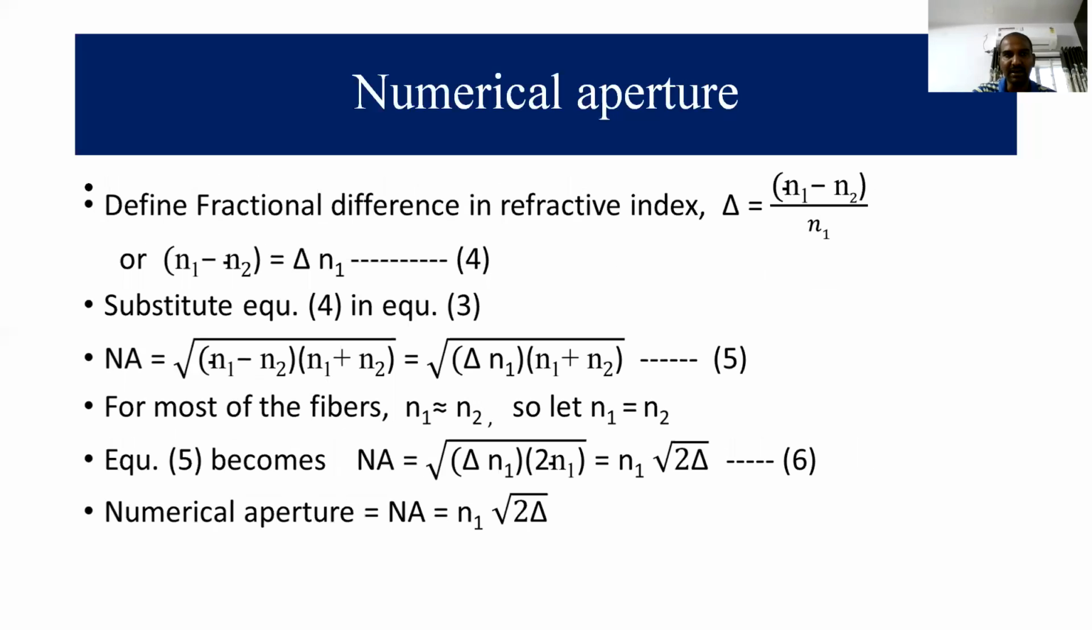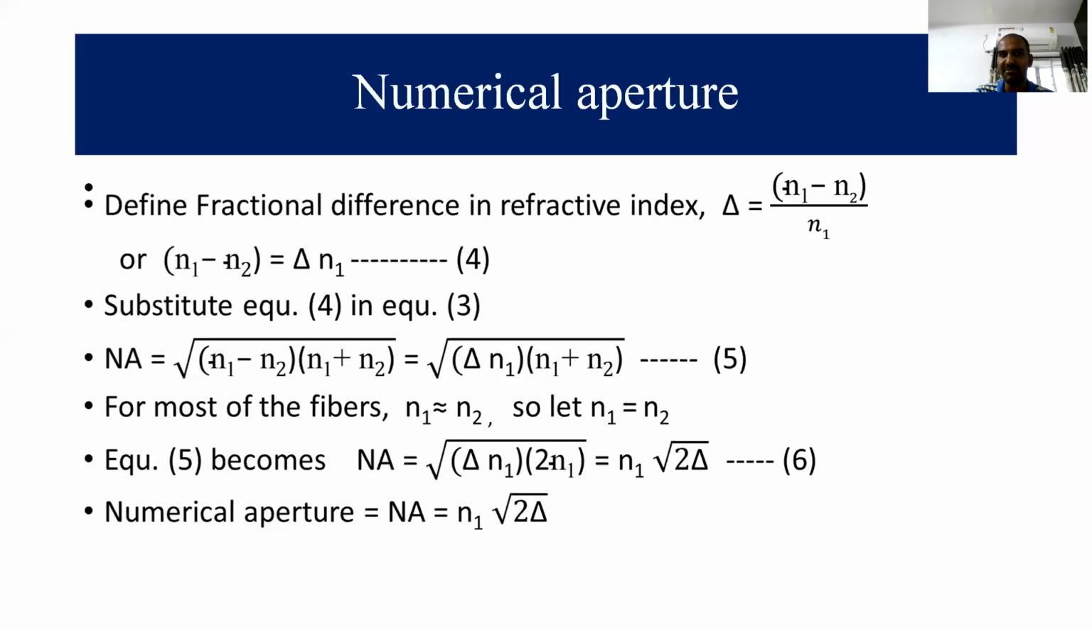Then here we have to define the fractional relative refractive index difference, which is represented with delta. That delta can be written as (n1 minus n2) by n1. What is meant by this fractional refractive index difference? Here we have two refractive indices, n1 and n2, the core and cladding refractive indices. Out of these two, the refractive index of the core, n1, is more important because the core is the light guiding region. That's why the relative fractional refractive index difference is represented with delta, and the expression for delta is (n1 minus n2) by n1. So from this, n1 minus n2 can be written as delta into n1.